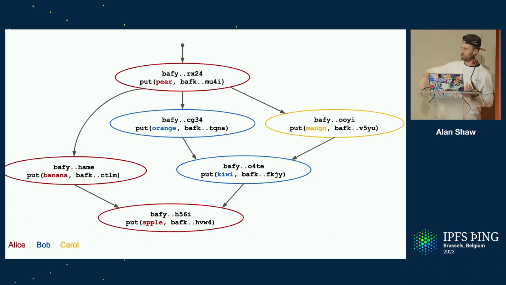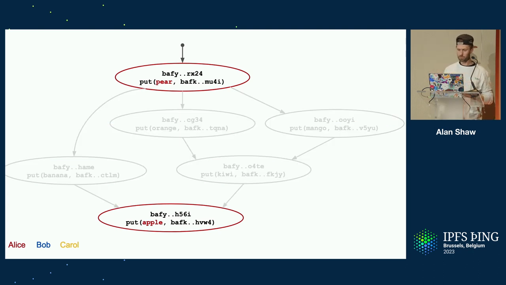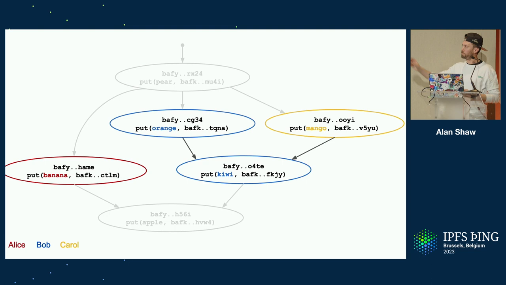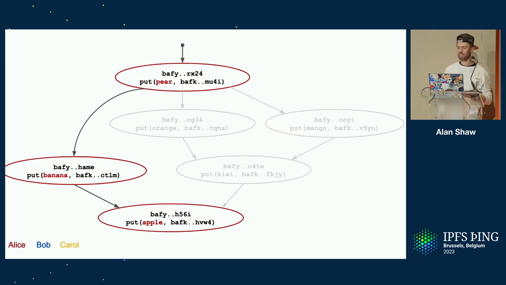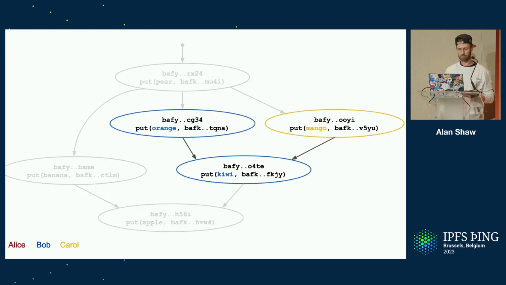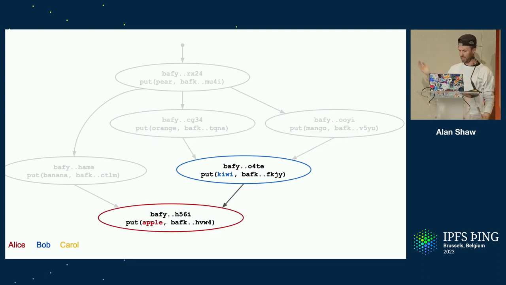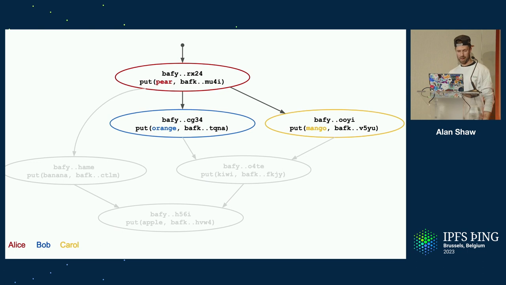All right, so what can we say about the order of the events here? Due to the DAG that we've created, we've got some kind of partial order. We know for sure that the apple was added first and the pear was added last. The banana was added around the same time as the kiwi, the orange, and the mango, but we don't know if it was after or before or somewhere in the middle. But it was definitely added after the apple and before the pear. Orange and mango both came after the kiwi, but we don't know which one of those came first. And then finally, we know that the kiwi came after the apple, and the pear came after the orange and the mango on that side, and also after the banana.